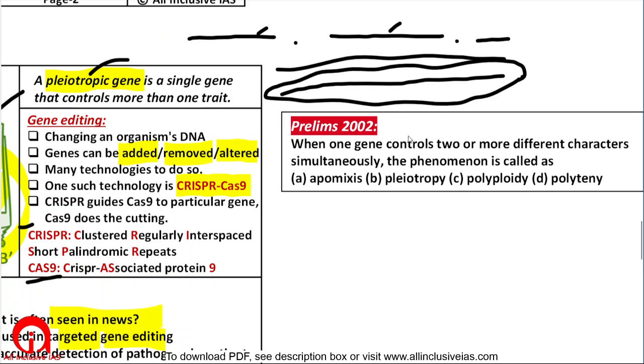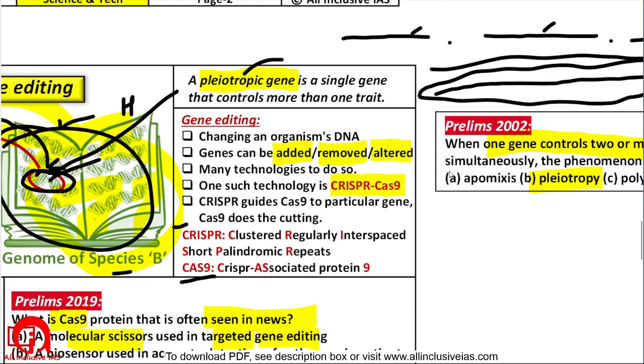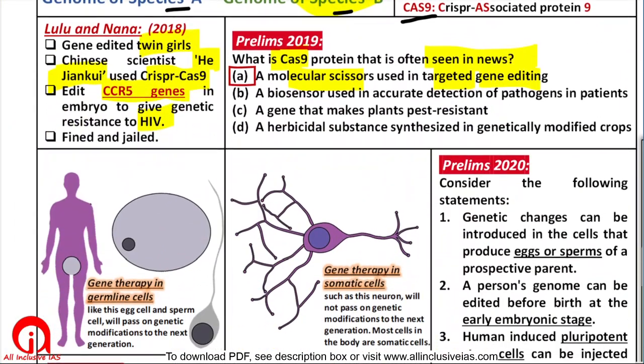Same thing was asked by UPSC in 2002. When one gene controls two or more different characteristics, it is called pleiotropy.